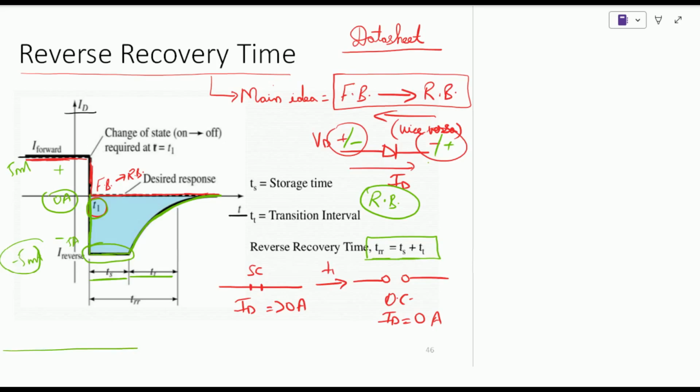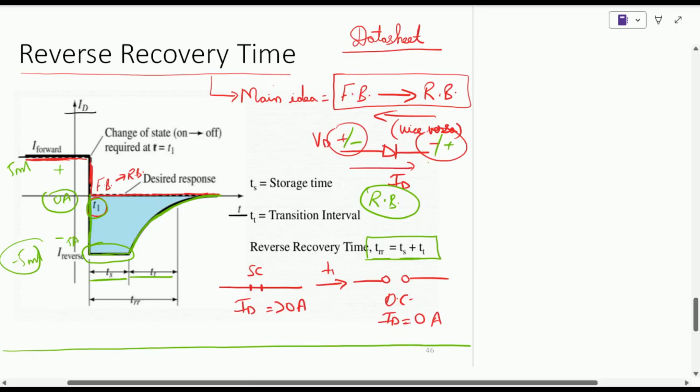So this was a small topic on reverse recovery time based on the data sheet provided, and that's all for today's lecture.